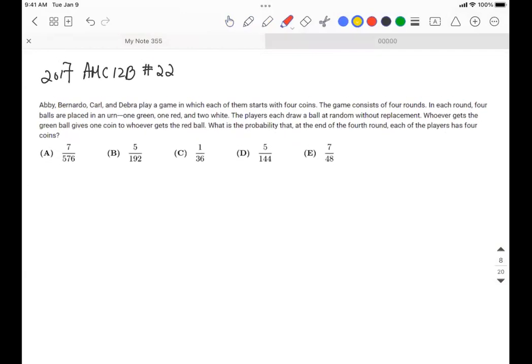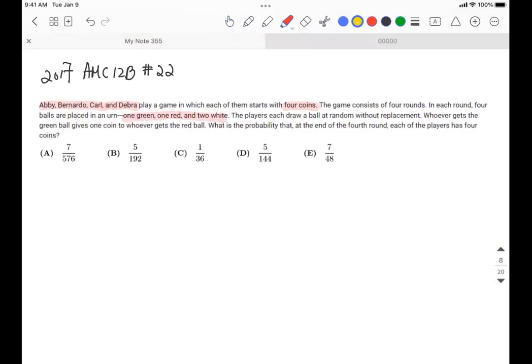So this problem says I have Amy, Bernardo, Carl, and Deborah. They play a game, A, B, C, D, 4 people. They play a game in which each of them starts with 4 coins. Okay, you have 4 coins. The game consists of 4 rounds. For each round, 4 balls are placed in the urn: 1 green, 1 red, 2 whites. Okay, 3 different colors. The players each draw a ball at random without replacement.